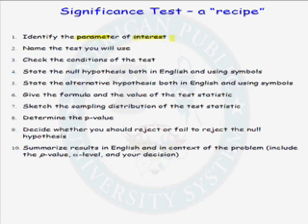Step number 2 is to name the test you will use in the test of significance. Is it a 1-sample z-test, a 1-sample t-test, a 2-sample z-test, or a 2-sample t-test? The third thing you want to do is check the assumptions or the conditions necessary in order to perform the particular test that you named in step number 2.